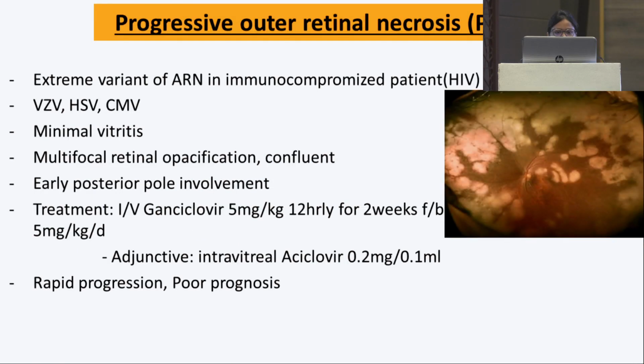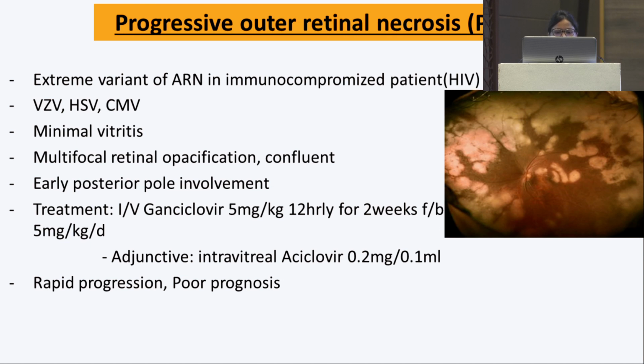We may add steroid after 2 to 3 days of starting antiviral if there is severe vitritis or optic nerve involvement. Now the third infection is progressive outer retinal necrosis. It's a variant of ARN. It is seen in patients who are immunocompromised like HIV, and the viruses responsible for it can be varicella zoster, herpes simplex, or CMV virus. As opposed to ARN, there will be minimal vitritis and there will be multifocal retinal opacifications which will be more confluent. And they have very early posterior pole involvement. Therefore, its treatment needs to be started as early as possible.